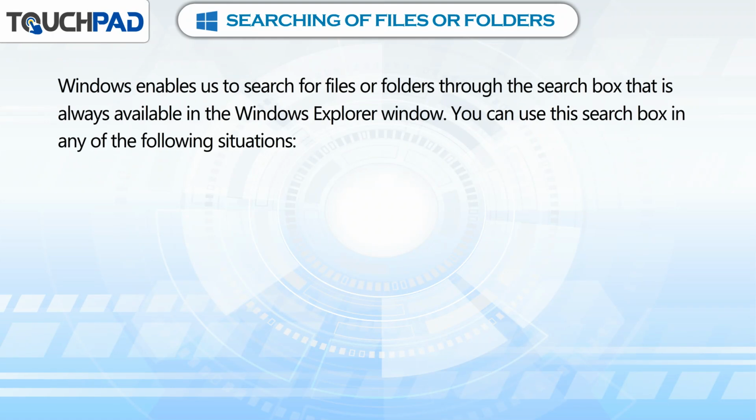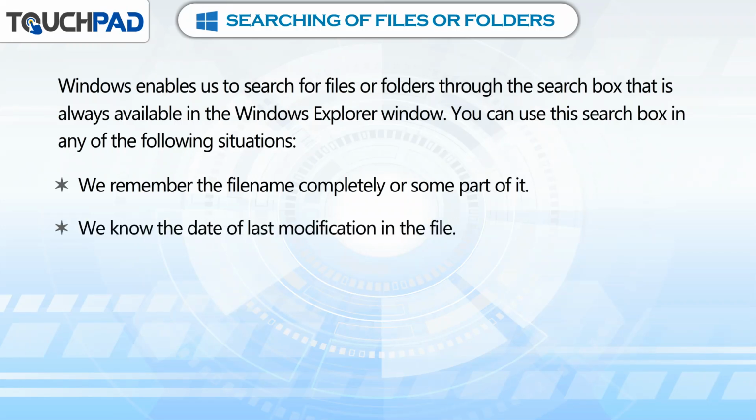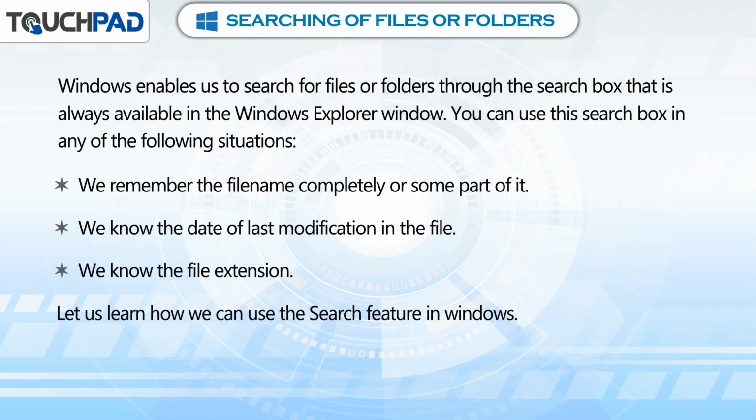Windows enables us to search for files or folders through the search box that is always available in the File Explorer window. You can use this search box in any of the following situations. We remember the file name completely or some part of it. We know the date of last modification of the file. We know the file extension. Let us learn how we can use the search feature in Windows.